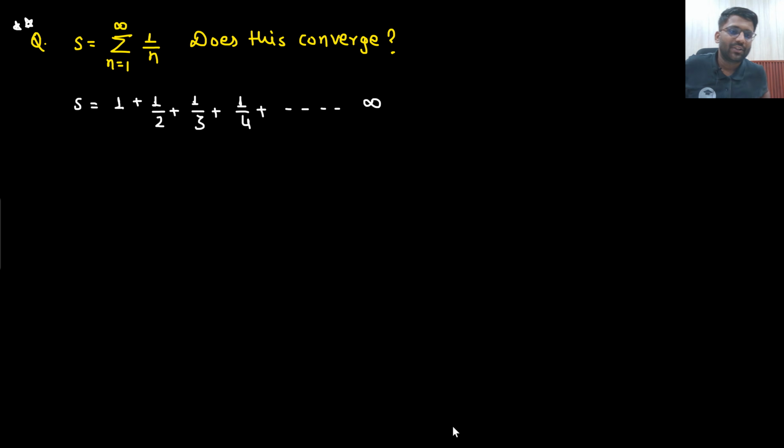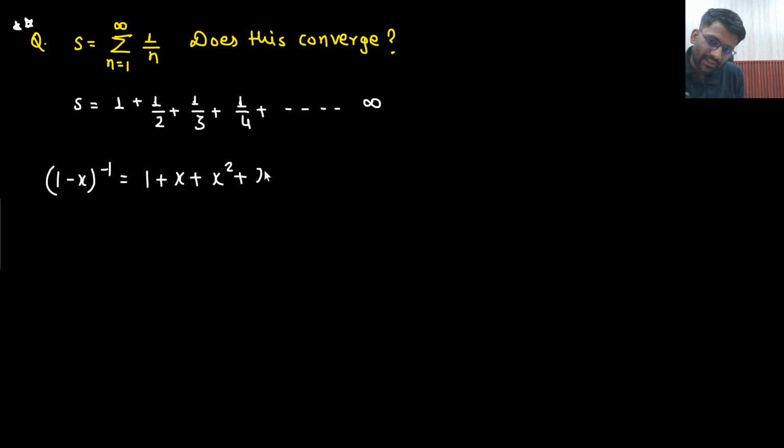Do you remember the expansion of ln 1 minus x? Sir, we don't remember the ln 1 minus x expansion. What we remember is 1 minus x to the power minus 1. This is 1 plus x plus x square plus x cube plus x to the power 4 and so on.